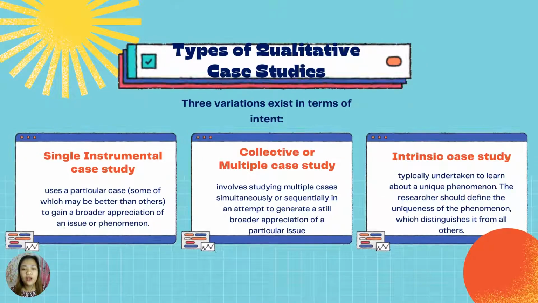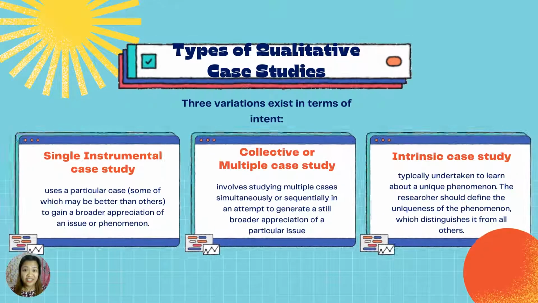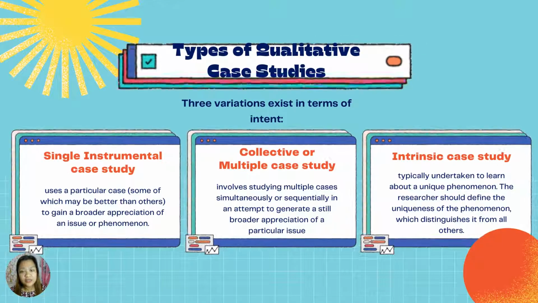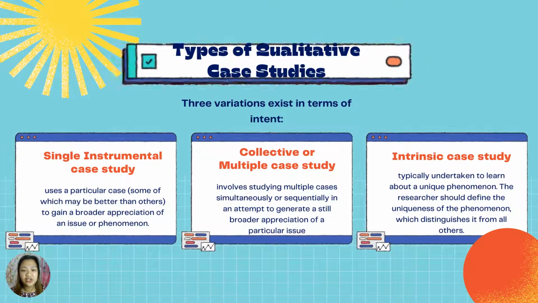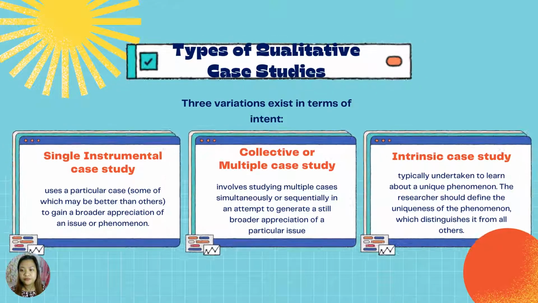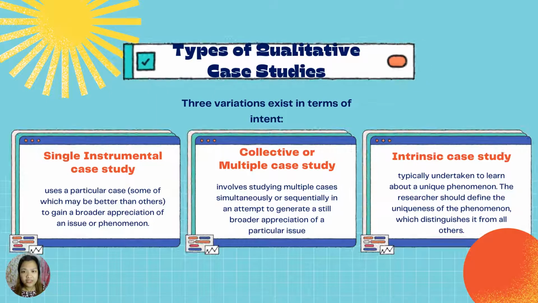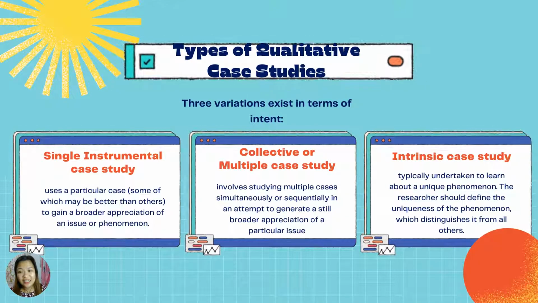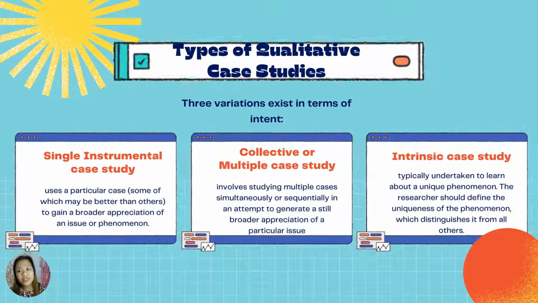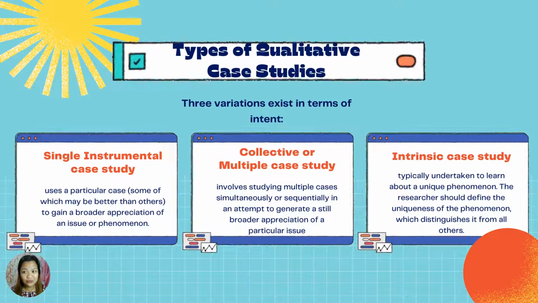And for collective or multiple case study, which is the second type of qualitative case study, this involves studying multiple cases simultaneously or sequentially in an attempt to generate a still broader appreciation of a particular issue. In a collective case study or multiple case study, the one issue or concern is again selected, but the inquirer selects multiple case studies to illustrate the issue.